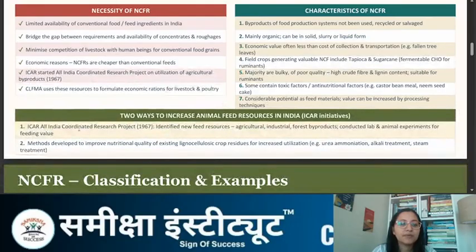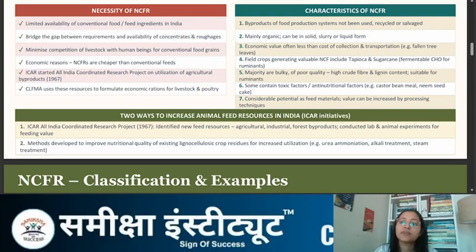First is the AICRP project, All India Coordinated Research Project. They identified new feed resources, agricultural waste, industrial byproducts, the forest byproducts, and then they are conducting lab experiments, animal experiments also. Then methods have been developed to improve the nutritional quality of existing lignocellulosic crop residues for increased utilization. Sometimes we also go for urea ammoniation, then urea treatment of the wheat straw, etc. to improve the digestibility.